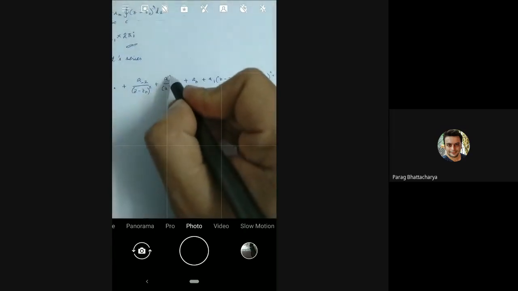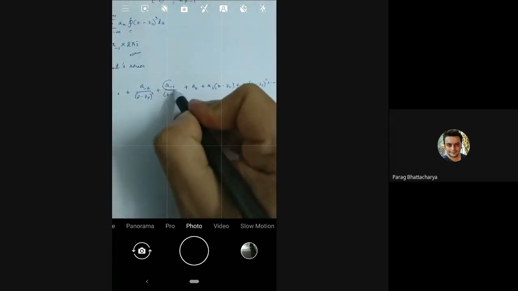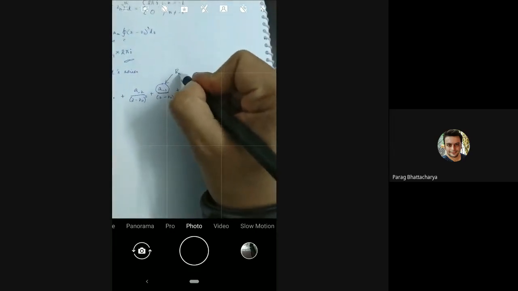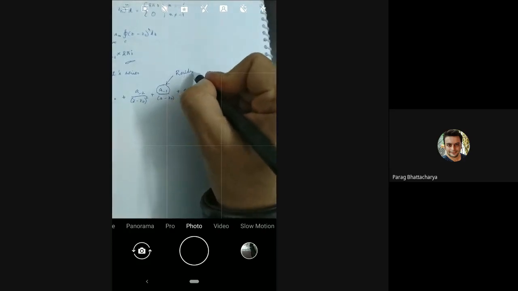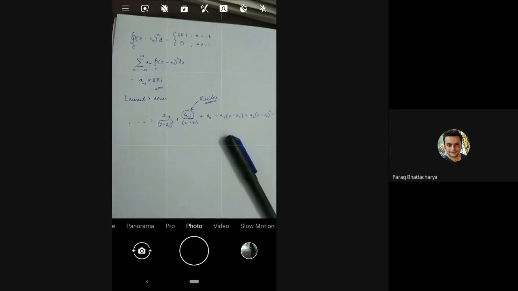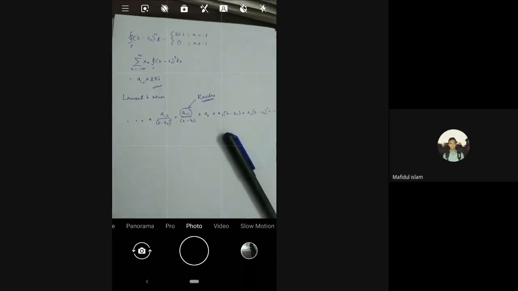Now what we mean by this quantity, this coefficient that you have in the Laurent series, is known as the residue. Is this clear to everyone? Yes, sir.